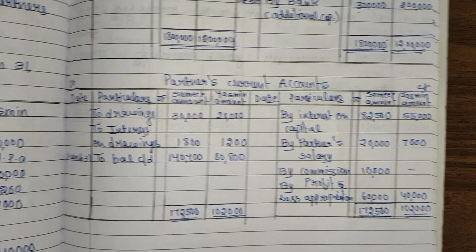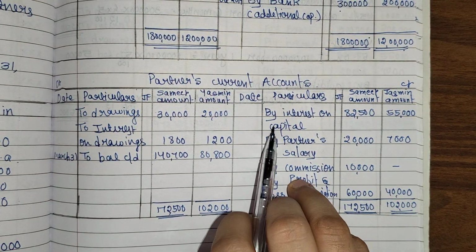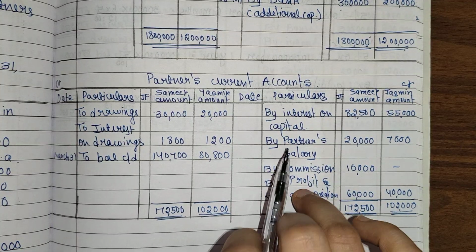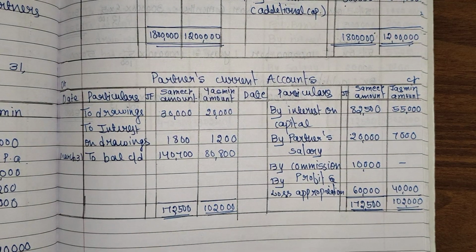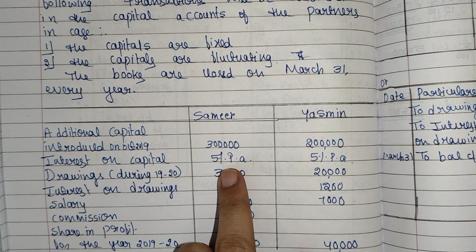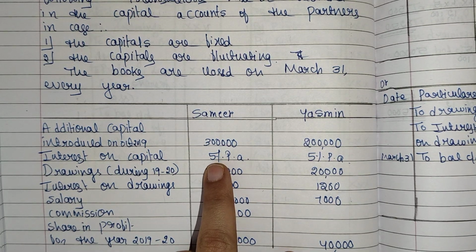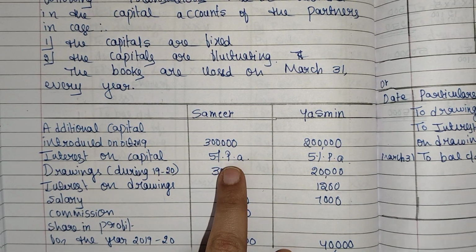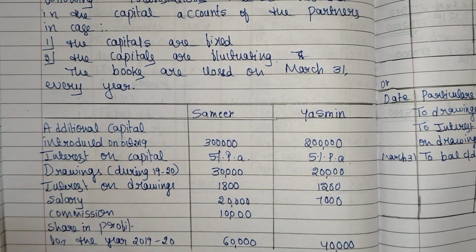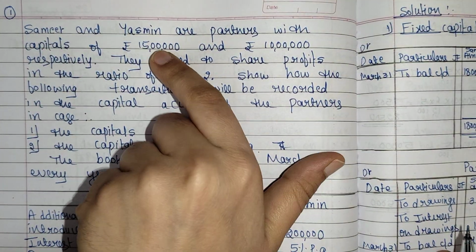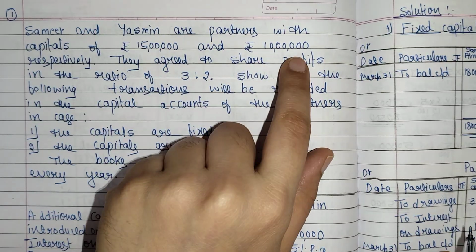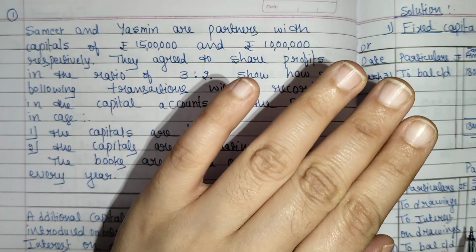Clear? So under partner's current account, first we need to write down interest on capital. Interest on capital we need to calculate. They have given the percentage, 5% to both Samir and Yasmin. Now let's calculate the interest on capital. First, we need to calculate the interest on capital for the opening balances, that is 15 lakh and 10 lakh, for the whole year.